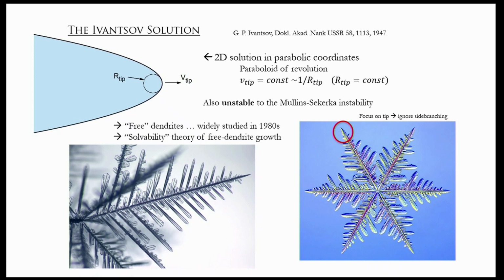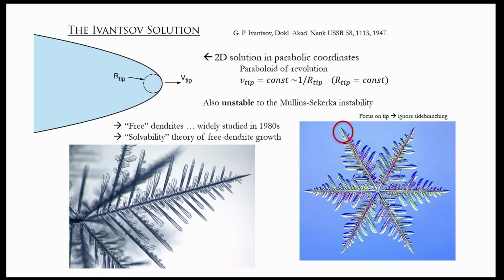Okay, now this solution, perfectly fine solution to the diffusion equation, known for a long time, is also unstable to the Mullins-Sekerka instability. And so if you grow these things, you get what are called free dendrites. And free just means unconstrained, right? You've got this thing growing into a medium. You can grow ice into liquid water. You can grow ice into air like this. Lots of things. And if you look at the whole thing, you've got side branching and it's a mess.